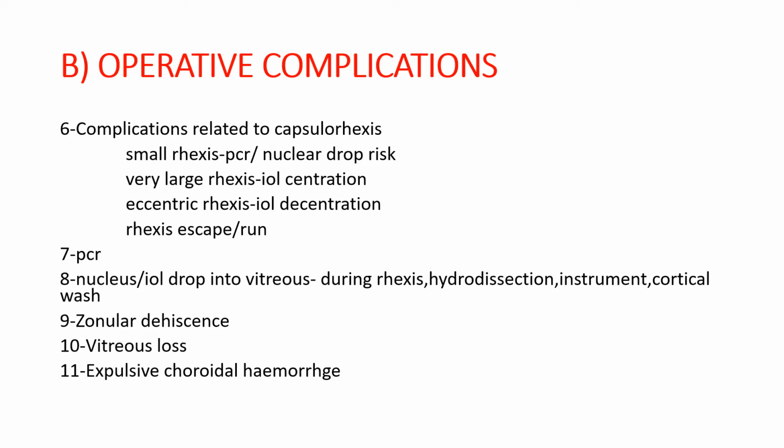And rhexis escape or run, in which while making the rhexis it tends to run away towards the equator or maybe it will extend to the posterior capsule and again it predisposes to PCR, posterior capsular rent, and there could be a loss of vitreous also. Seventh one is a PCR, which is a posterior capsular rent. This is again a dreaded complication because once PCR happens, there could be a vitreous loss, there could be a lens drop, IOL drop, anything can happen. So this is one complication which we want to avoid.